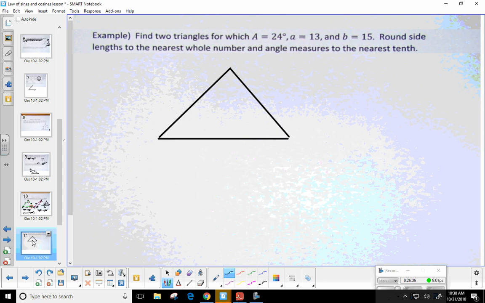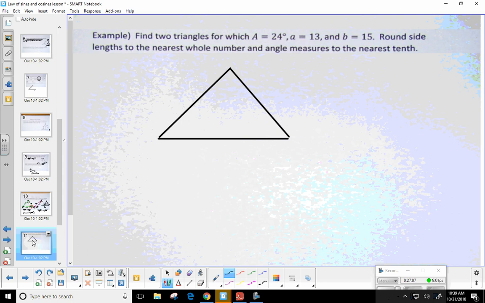Find two triangles for which A equals 24 degrees, a equals 13, and b equals 15. It already says find two triangles, so odds are pretty good that there are going to be two. But again, let's run through that table to make sure we feel comfortable with it. What kind of angle am I given? Acute or obtuse? Acute, so I'm definitely going to be looking in the top row. If it's acute, I probably need the height.